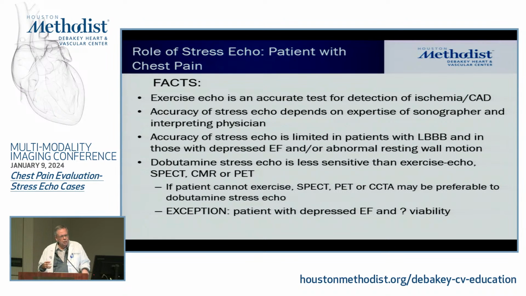Dobutamine echo in general tends to be a little less sensitive than exercise because of the issues of a small cavity that you have to work through to evaluate. So if a patient cannot exercise, you still can use dobutamine. Personally, as a clinician, I prefer to use some of the other techniques, either SPECT or PET, or go straight to CTA. Again, with the exception being patients with depressed EF, because now your question is not necessarily the chest pain question, but issues with viability, and dobutamine still can be a very viable technique for that.